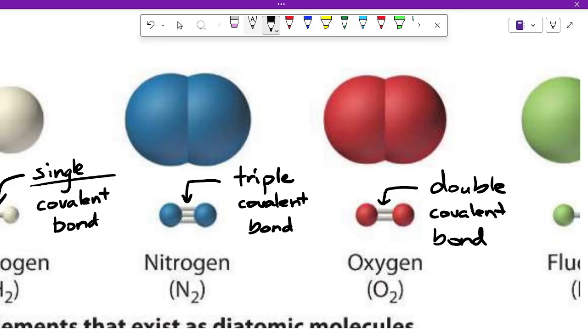Tell your partner how many electrons are in a single covalent bond. And then you can tell them how many electrons are in a triple covalent bond and how many electrons are in a double covalent bond.